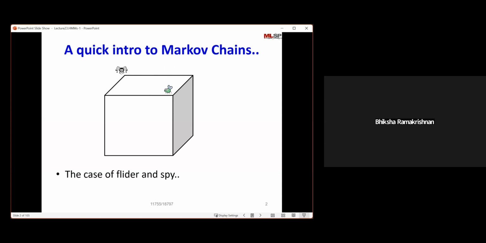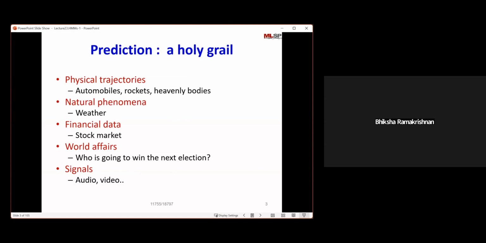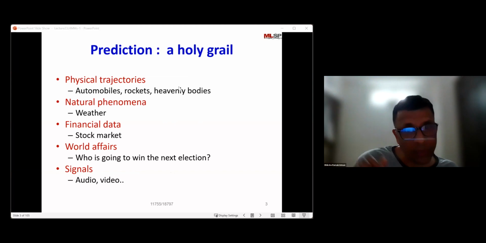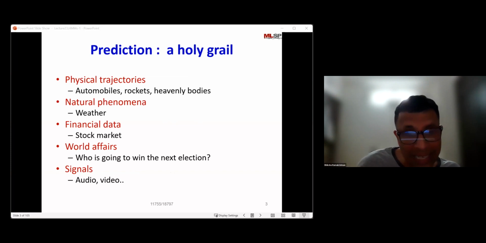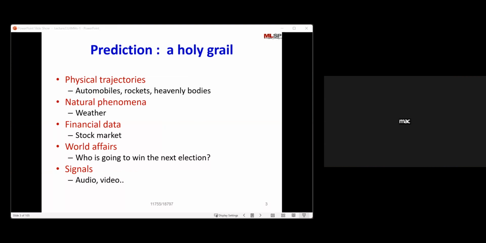We'll see more of Markov chains. If you're interested in finding out how this particular problem is solved, post on Piazza. It's a 3-line solution. Anyway, the kind of problems you're going to be looking at are problems of prediction, like physical trajectories. If you want to track the movement of automobiles or rockets or heavenly bodies, or predict natural phenomena, or financial data in a stock market, or world affairs, like who's going to win the next election. All of these are about predicting time series. We've already seen some instances of predicting time series.